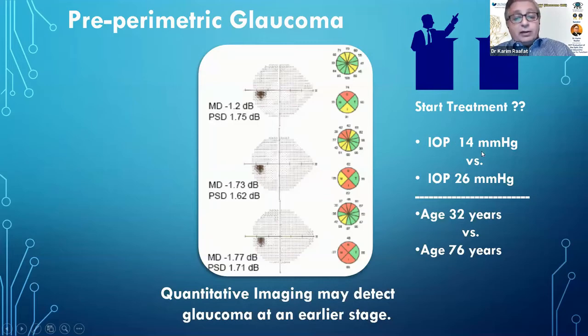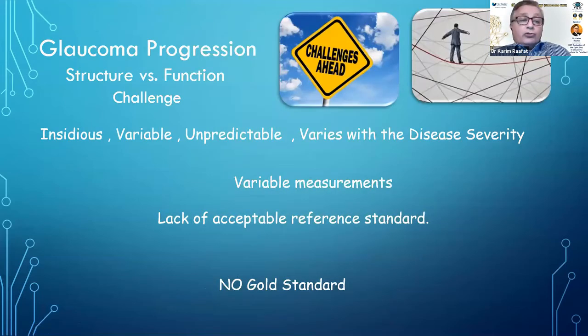Yes, I think so. If the patient has a high IOP at a young age with a longer life expectancy, we should not leave this patient to lose more and more of these nerve fibers over time, even when the field is still not affected. This is for the first question about early diagnosis. What about glaucoma progression? Progression actually is a challenge.